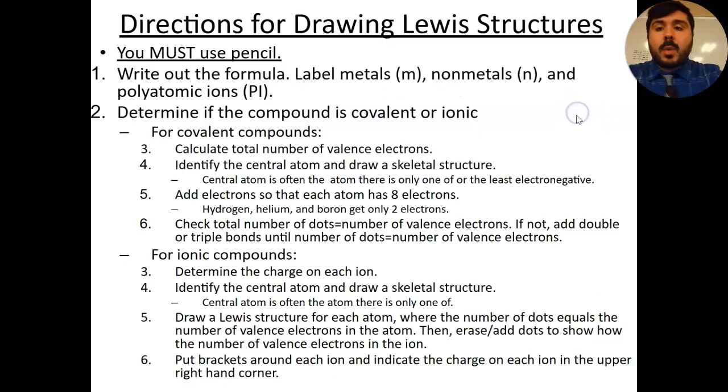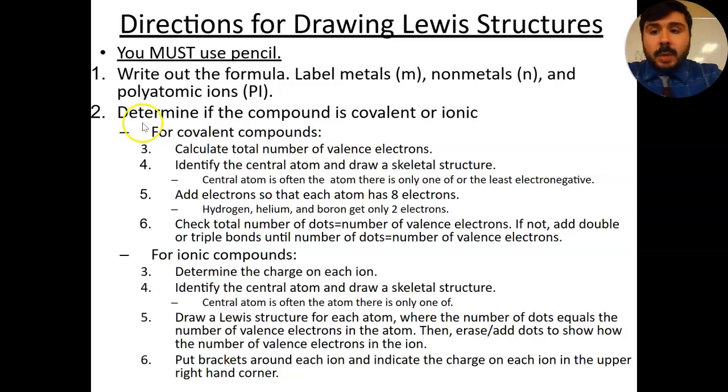So in a quick roundabout way, if we take a look at some of the directions here, there's a lot going on here, but it's all centered around this very first set of 1, 2, 3, 4 steps here. First things first, write out the formula. Label the metals, the nonmetals, and the polyatomic ions if they are present. So that's always the first step. If you have a formula, you have to identify the pieces of the formula, whether they're metals or nonmetals or polyatomic ions. That's going to allow you to determine if the bonding you have present is covalent or ionic.